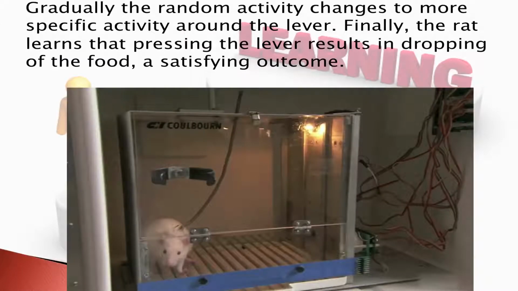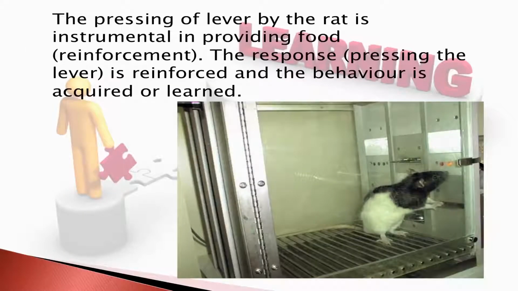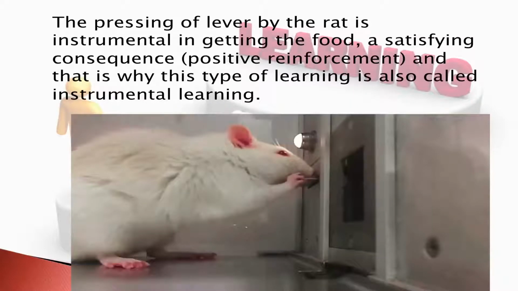Gradually, the random activity changes to more specific activity around the lever. Finally, the rat learns that pressing the lever results in dropping of the food, a satisfying outcome. In other words, the pressing of the lever by the rat is instrumental in providing food, reinforcement. The response, pressing the lever, is reinforced. The behavior is acquired or learned. The pressing of the lever by the rat is instrumental in getting the food, a satisfying consequence, positive reinforcement, and that is why this type of learning is also called instrumental learning.